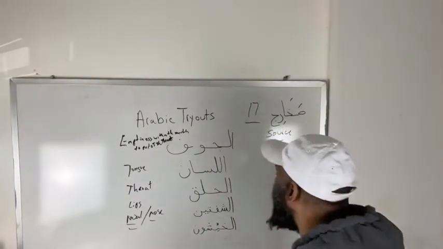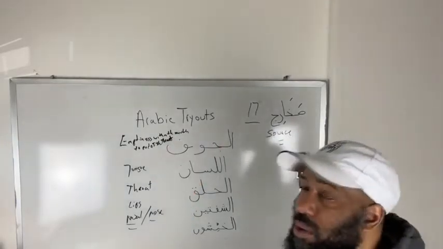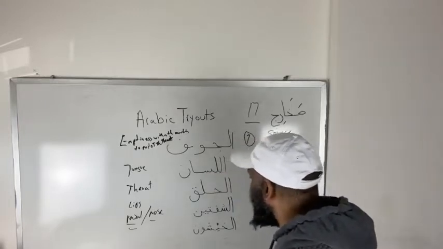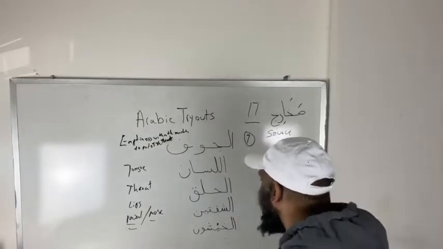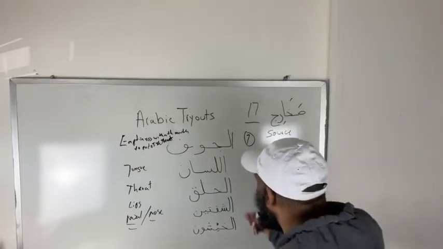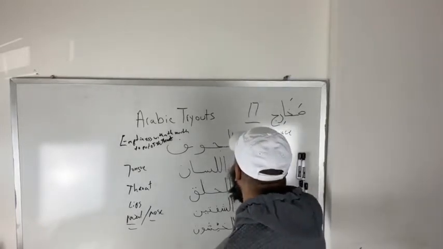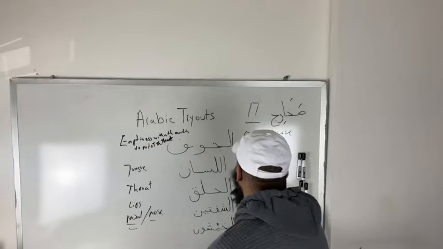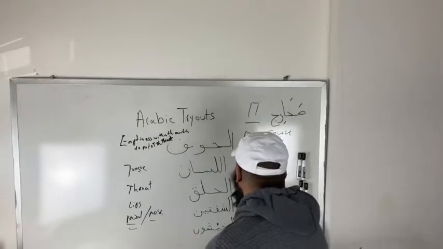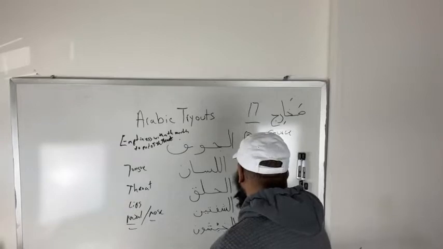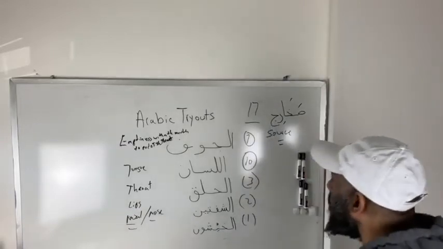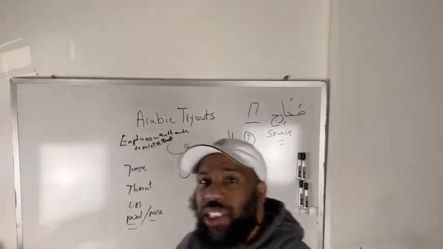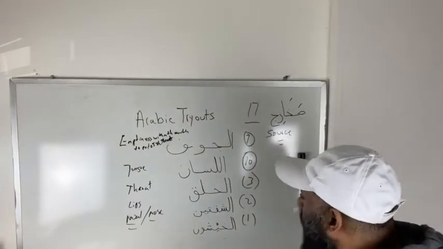So when you look at it, Al-Jawf has 1 harf. Al-Lisan, 10. Al-Halq, 3. Al-Shafatain, 2. Al-Khayshum, 1. When you add those numbers up, you're going to get 17 points of articulation. So the letters are going to come from that.